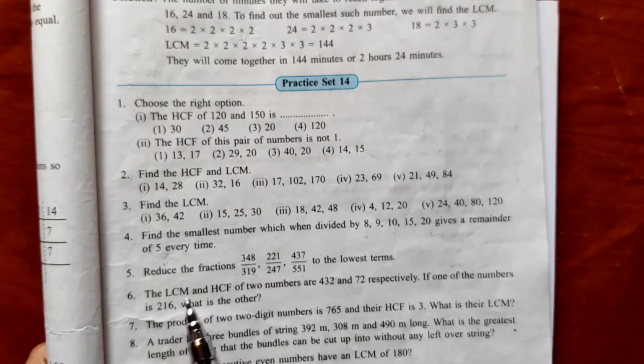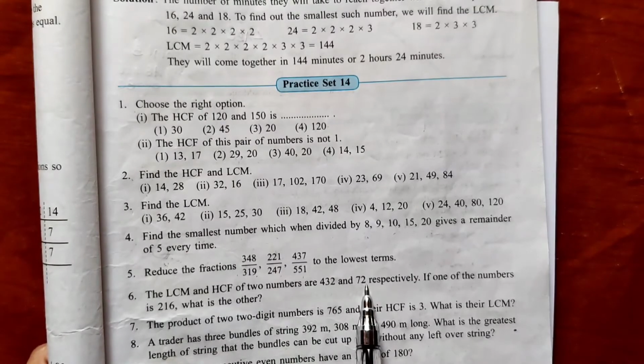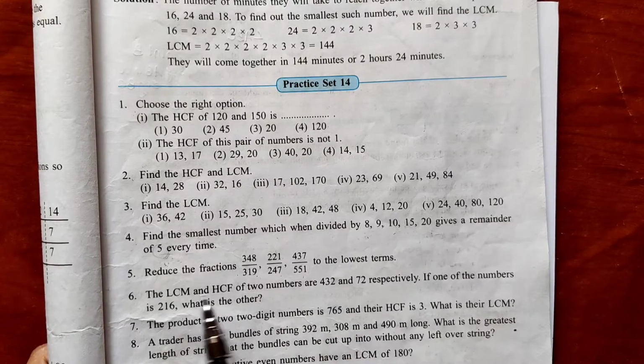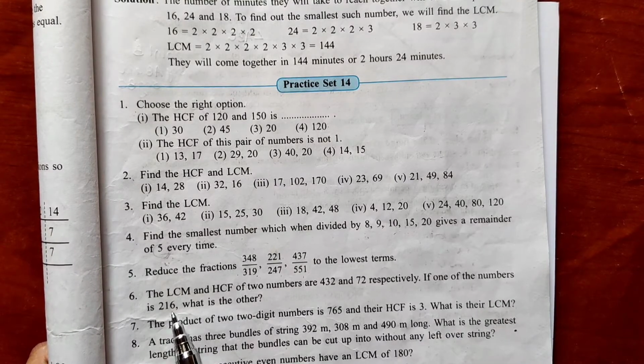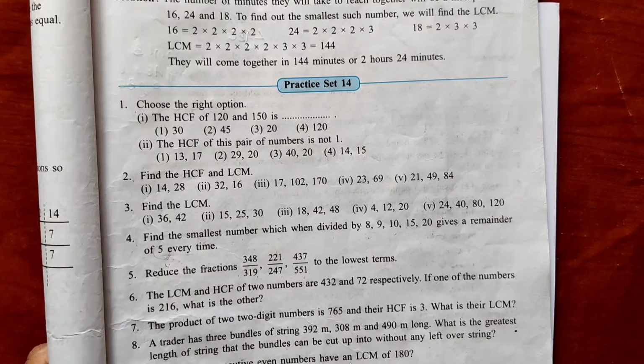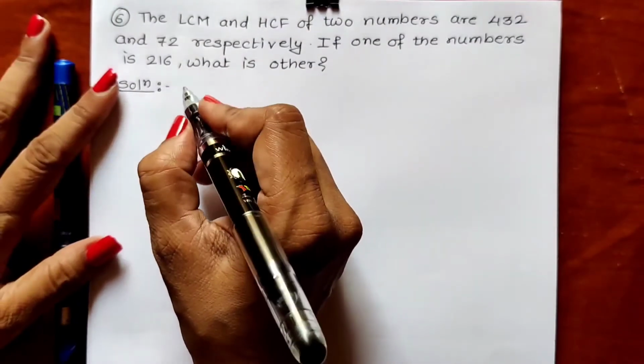Question number 6. The LCM and HCF of two numbers are 432 and 72 respectively. We have been given the LCM and HCF of two numbers, and one of the numbers is 216. That means one number is 216, we have to find the other number. Okay, so let us do. We will write whatever is given to us.